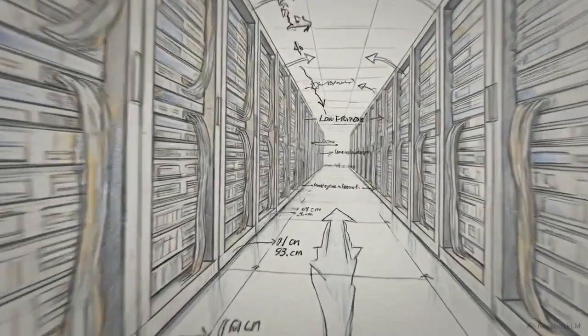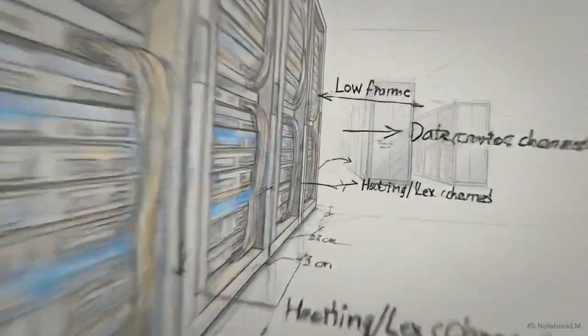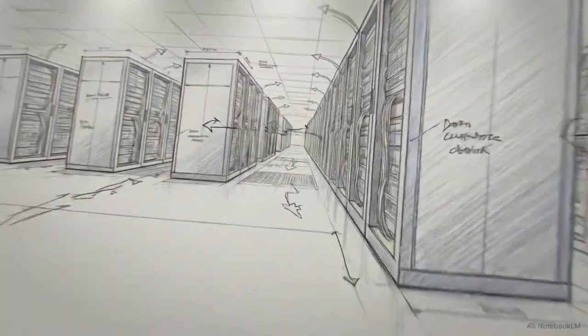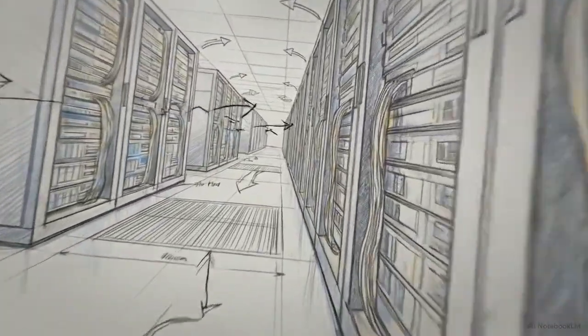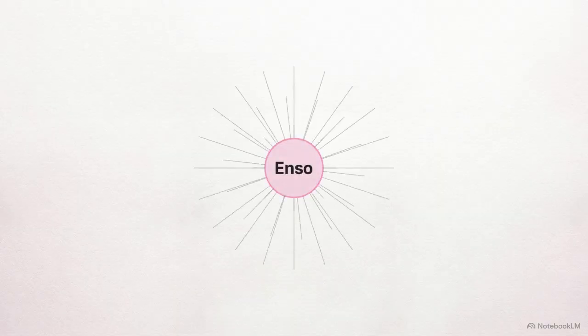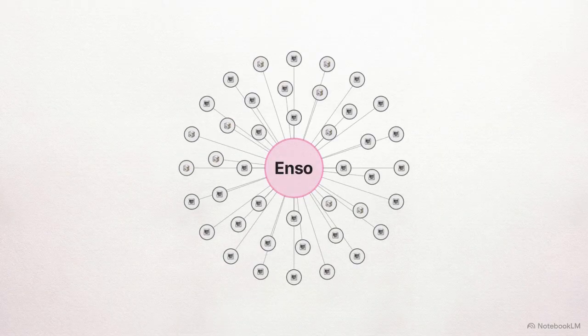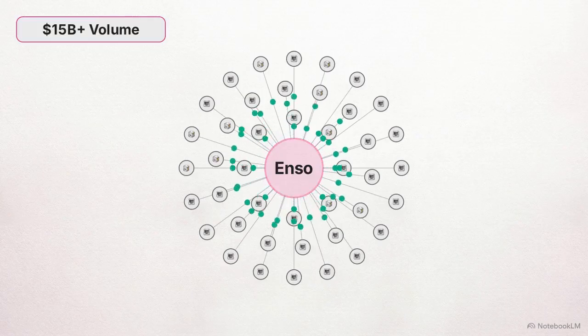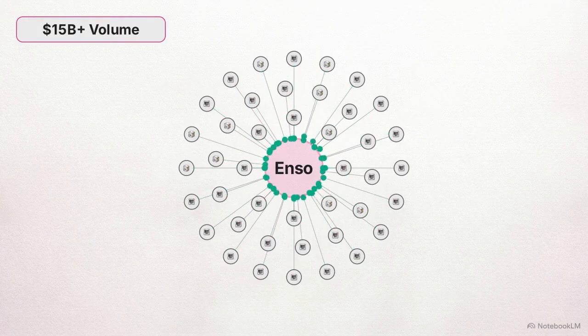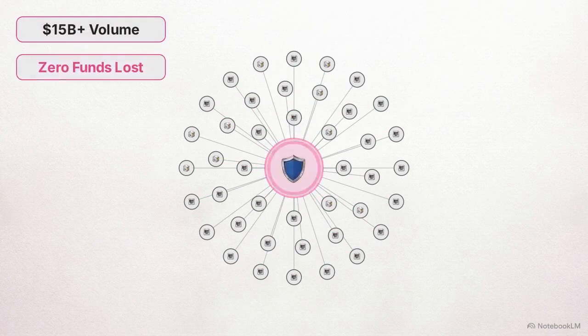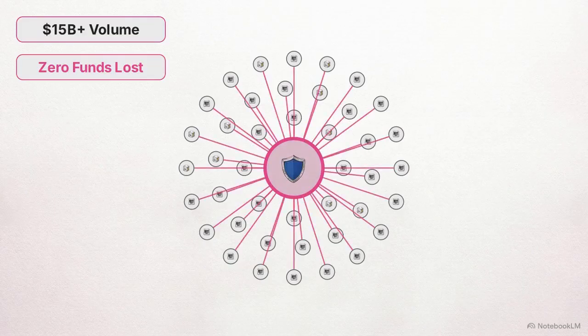The mechanics of this abstraction layer are sound in theory, but its utility is proven by its empirical track record in the live market. As the central router, Enso actively powers the back-end logic for over 75 decentralized applications. Through these, it has enabled over $15 billion in volume, operating with zero funds lost to smart contract vulnerabilities.